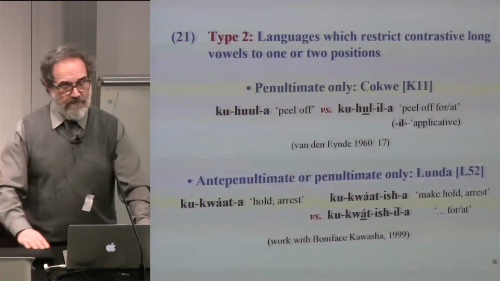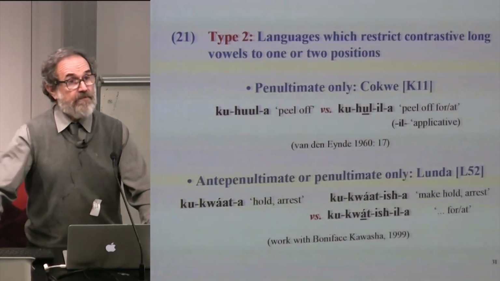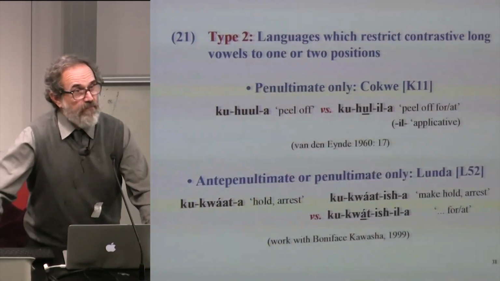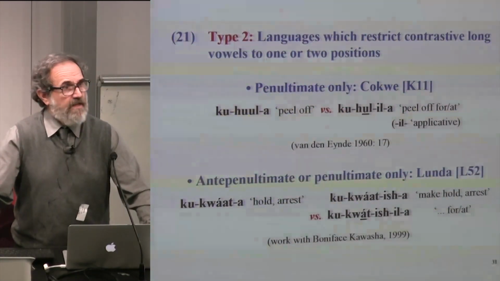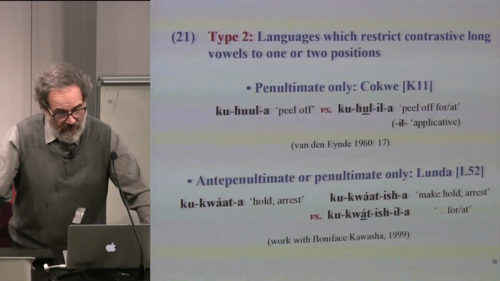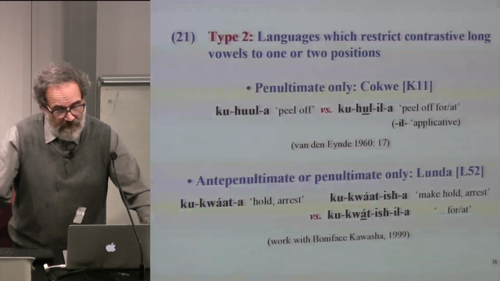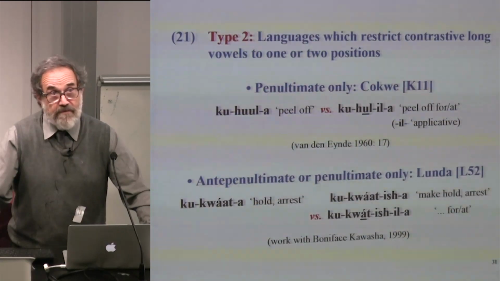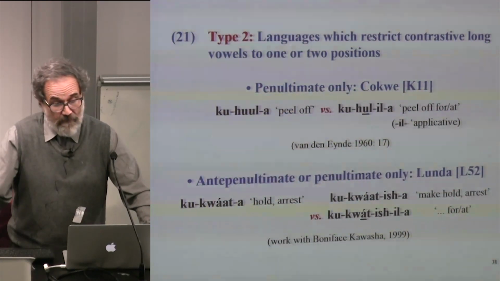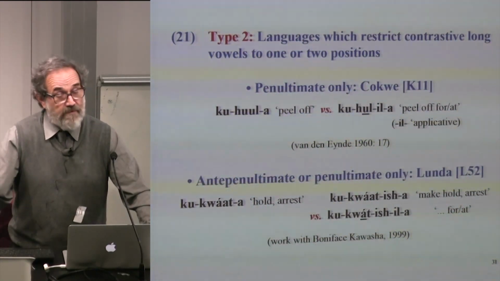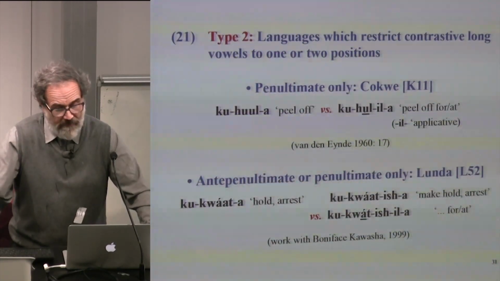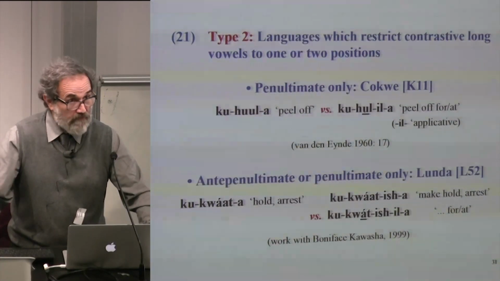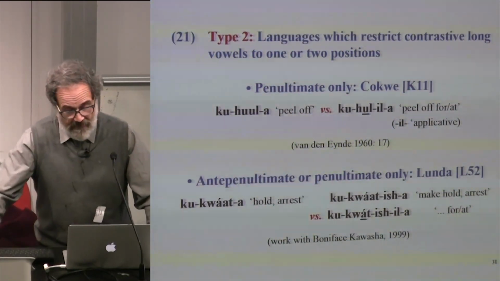So let's move on to type 2. These are languages which restrict the contrastive long vowels. They still have a contrast, but you can't realize that contrast just anywhere. So here are 2 examples to show you what I mean. In Chokwe, you can only get a long vowel in the output, that is, phonetically, you can only get it in penultimate position. So the verb kuhuula, where that is a contrastive long vowel, there could also be a verb kuhula with a short vowel, becomes kuhulila.